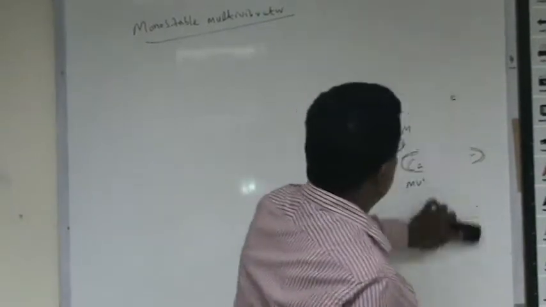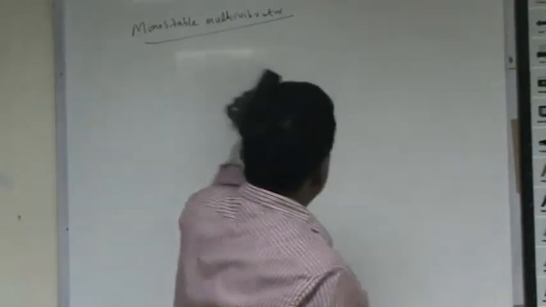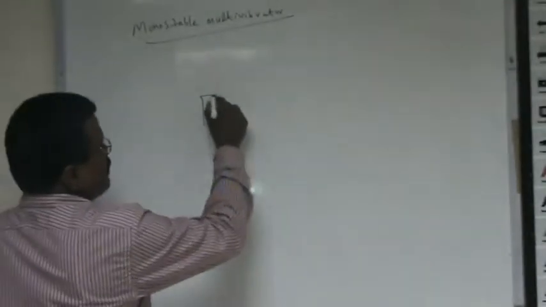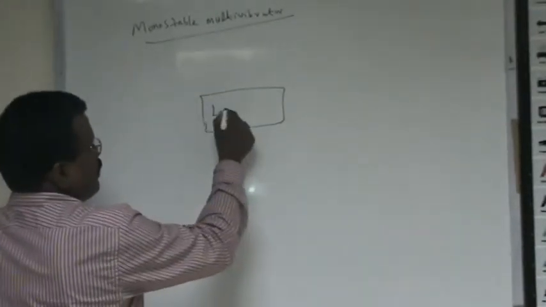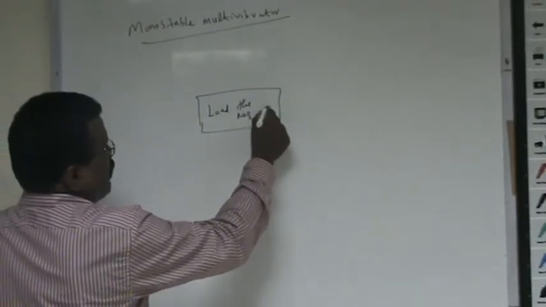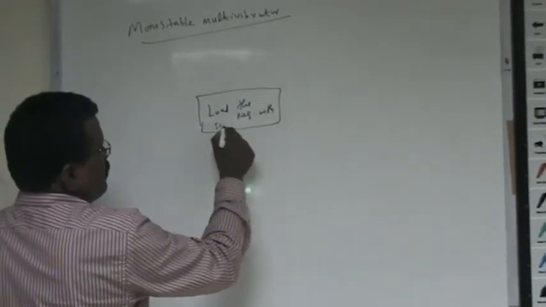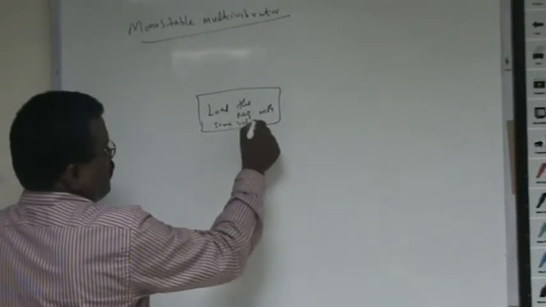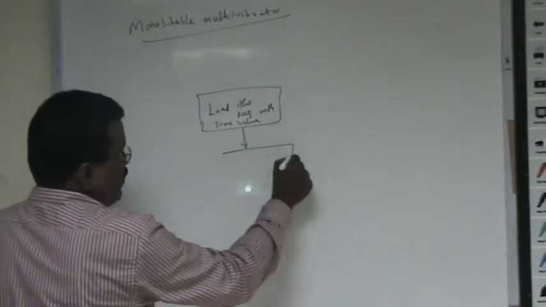For writing a delay routine, what you have to do is take any register, load the register with some value, then decrement the register.